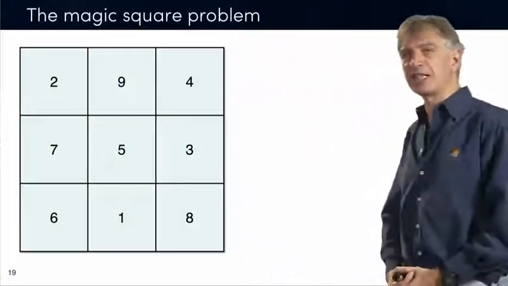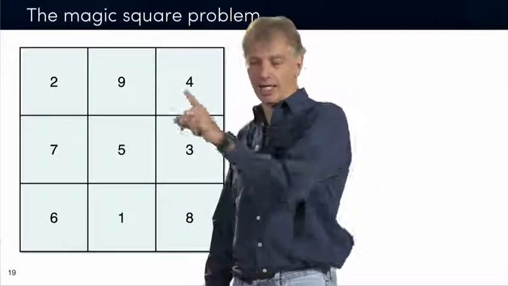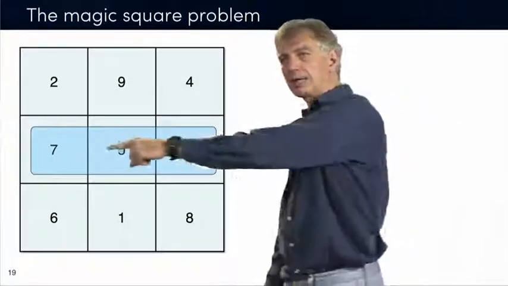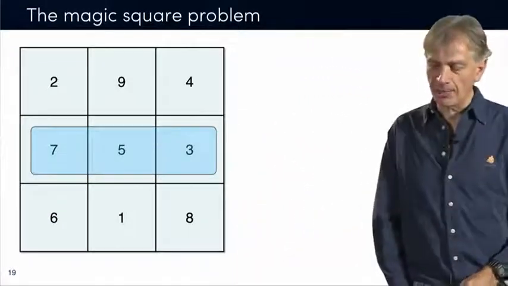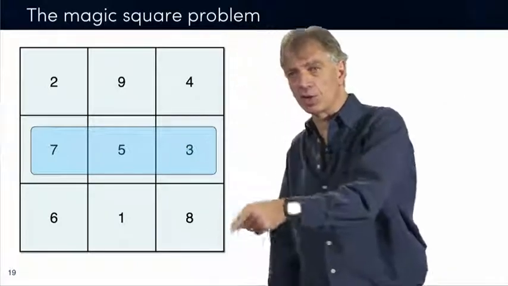So this is a magic square of side 3. You see the values 2 and 9 and 4. If you look at the sum of every one of these lines, so this is one of these rows, it's going to sum to, in this particular case, 15. So all these rows are going to sum to 15.